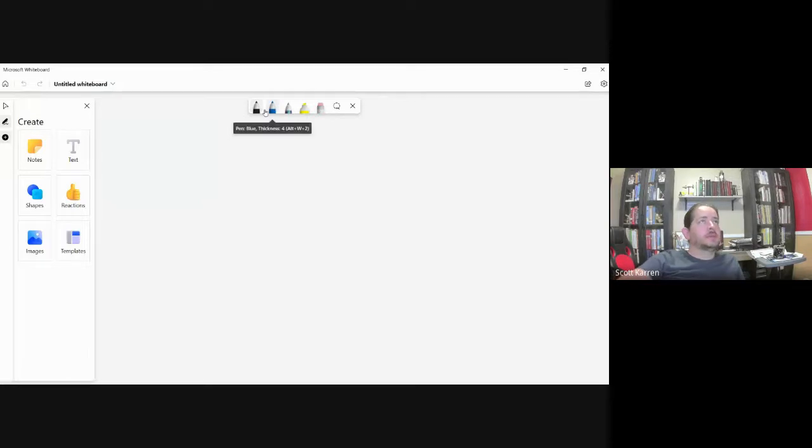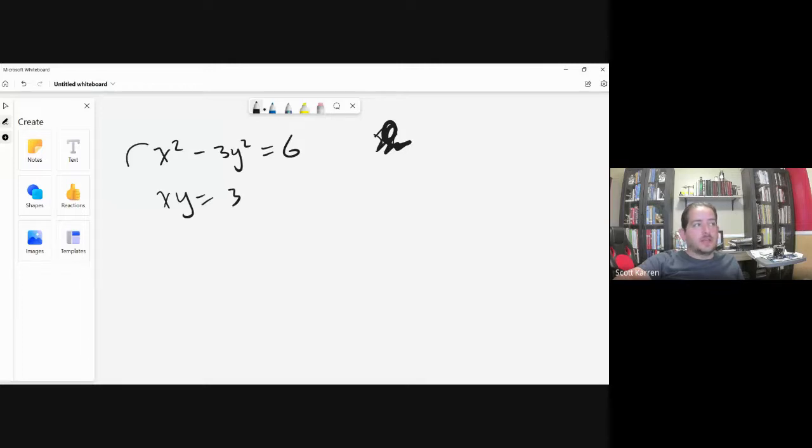Let's look at this guy. So I have x squared minus 3y squared equals 6. And I won't even mention what these shapes are, right? Okay, I will. I lied. This is a hyperbola, but that doesn't matter. Let's pretend we don't know that. The other one, this xy equals 3. I don't know what shape that is. I do. I'm just not going to tell you because it doesn't matter.